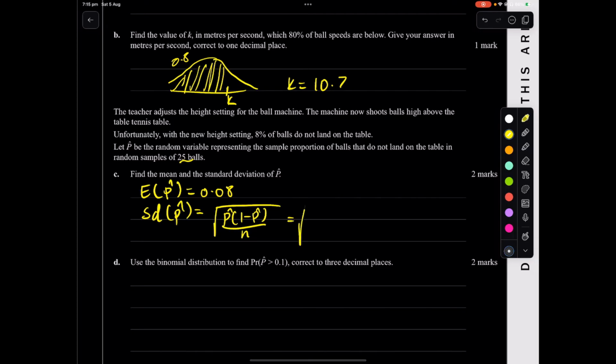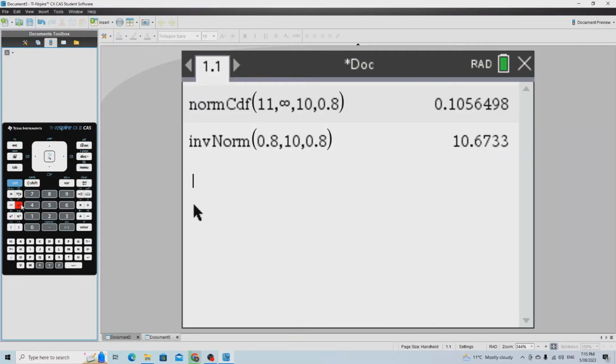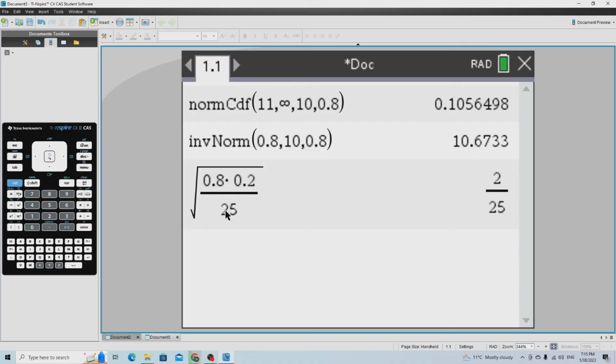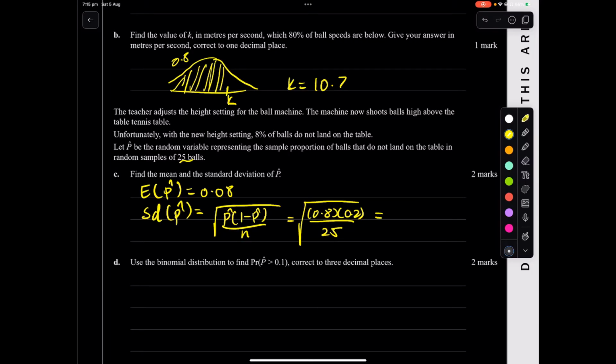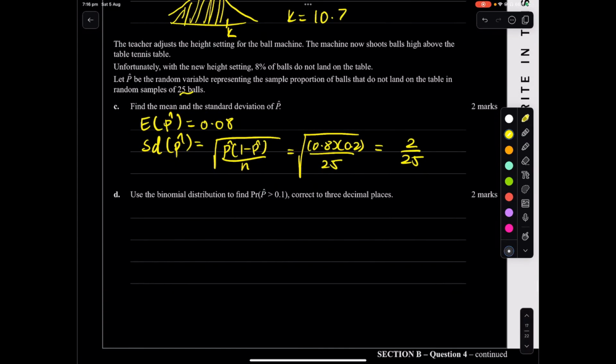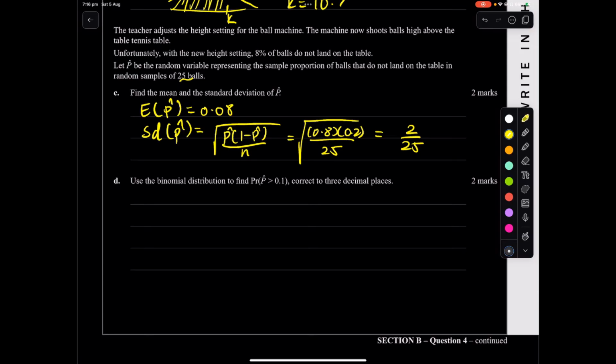So, which is 0.8, 0.2, N value is 25, so that's equal to 0.8 times 0.2 over 25. Okay, so find the mean value. The standard deviation is that. I hope that's the formula for standard deviation, if I remember, yeah. Standard deviation is a square root, okay.